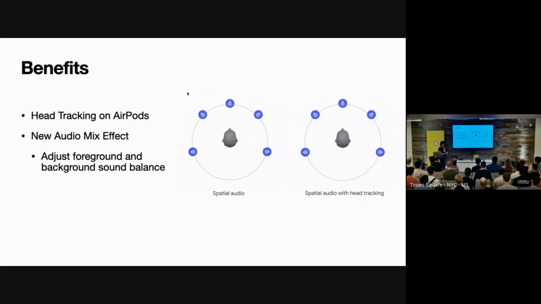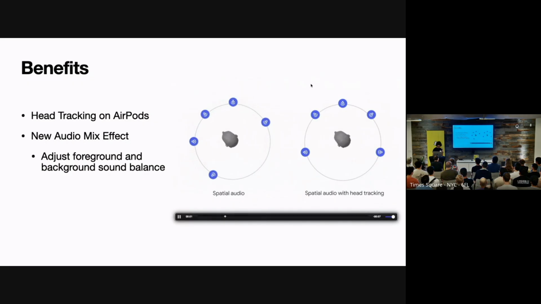This is related to recording with spatial audio. So when you record with spatial audio, you do get head tracking on AirPods on whatever the program material is. And you can see spatial audio with and without head tracking. There's also a new audio mix effect.